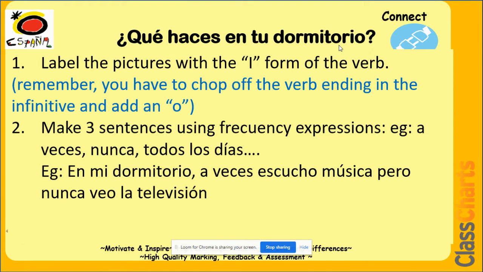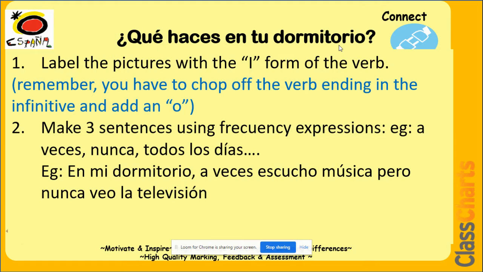I'm going to show you some pictures now, and I want you to put all those pictures in the I form of the verb. So remember, you have to chop off the verb ending of the infinitive and add an o. Then on the second stage, we're going to make 3 sentences using frequency time expressions, for example, a veces, nunca, todos los días. And I'm giving you an example there. En mi dormitorio, a veces escucho música, pero nunca veo la televisión.